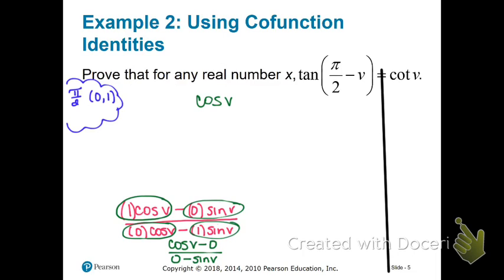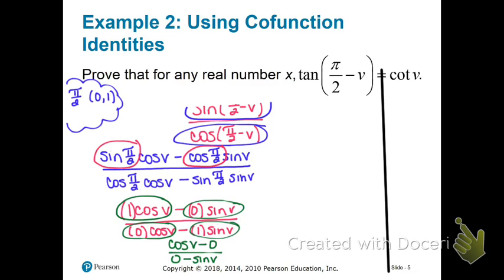There's cosine of v minus 0 over 0 minus sine of v. Oh, you know what? What did I do wrong? I made a mistake. Real quick, just hold on. Oh, I have a picture of it. Okay, it's right here. What did I do wrong? Yeah, my formula on the bottom should have a plus sign in the middle, shouldn't it? Yeah, sorry about that. This formula has a plus in it, right?